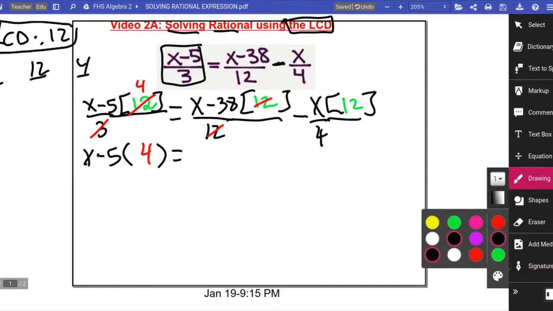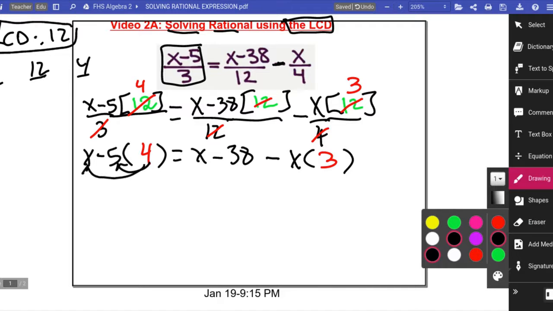So what are you left with? You're simply left with the x minus 38 on that one. Minus. What are you left with there? Cut that by 4. Cut that by 4. You have 3. So you're left with x, parentheses, and you put your 3 in there. All right. So next is for you to go ahead and multiply this. It's just the distributive property. You should get 4x minus 20 on this side equals x minus 38. And this one is minus 3x.